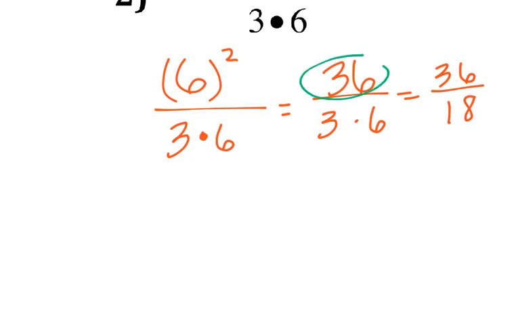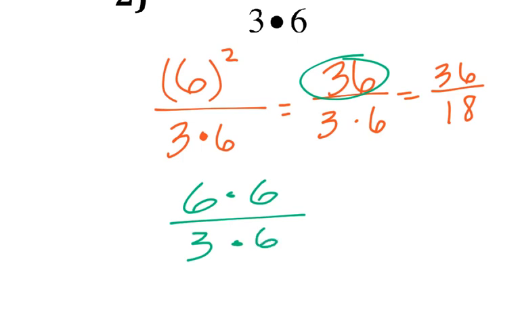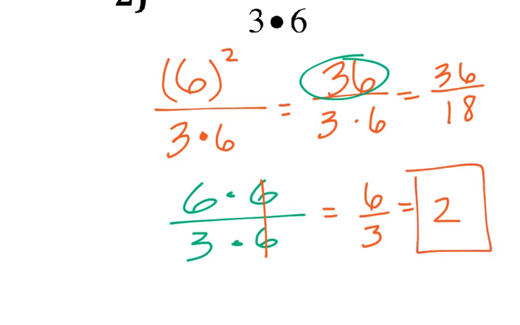If you've got 36 on top, well, it just came from 6 times 6, didn't it? And on the bottom, you've got 3 times 6. Now, as long as everything's being multiplied, you can say, well, 6 divided by 6 is 1. So what do you have left? You have 6 divided by 3, and that's 2. So that's the answer to this problem. That's what 36 divided by 18 is, 2.